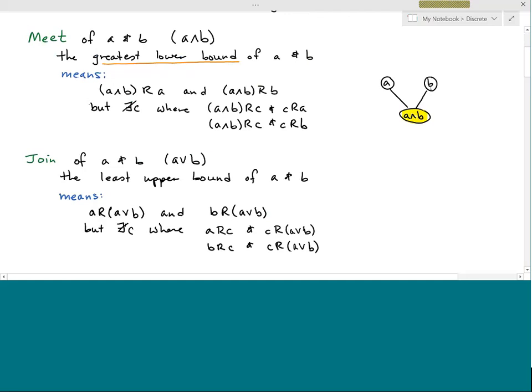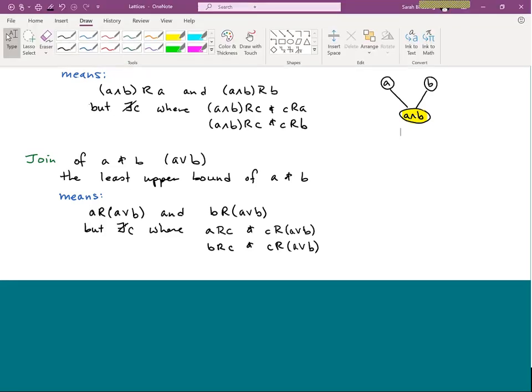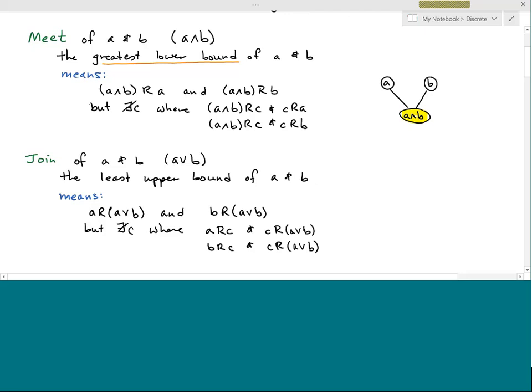It can totally be one of the two elements. So the other way of seeing this is that it can actually also be this one. In this case, that guy would be your meet because it's the one below.